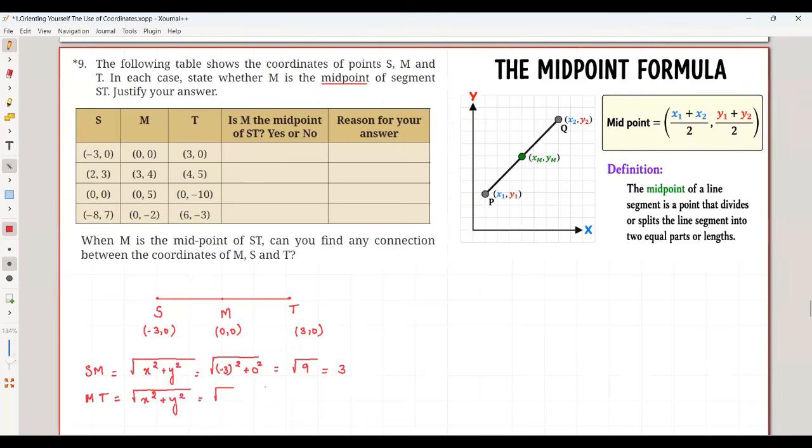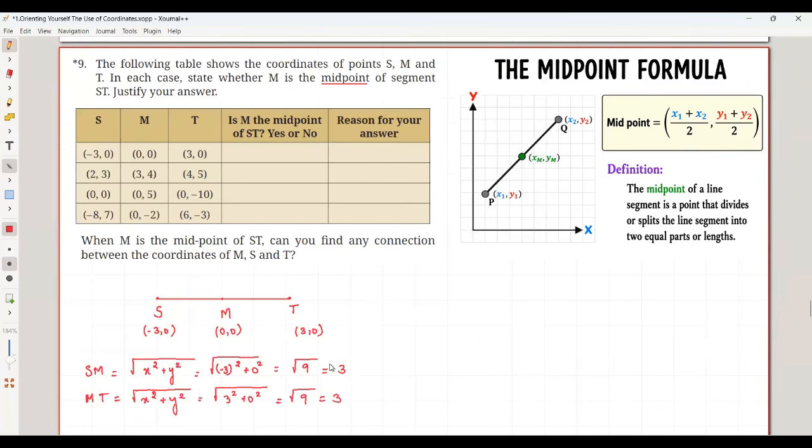So x square plus y square means here, what is x square? It is 3 square, that is 9. Okay, 3 square plus 0 square. Here also 3 square plus 0 square. 3 square is 9. Okay, is equal to 3.